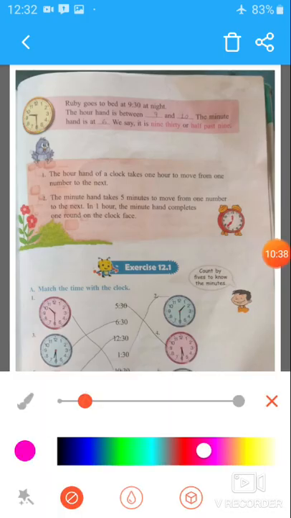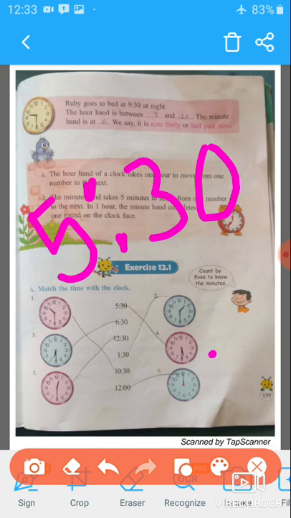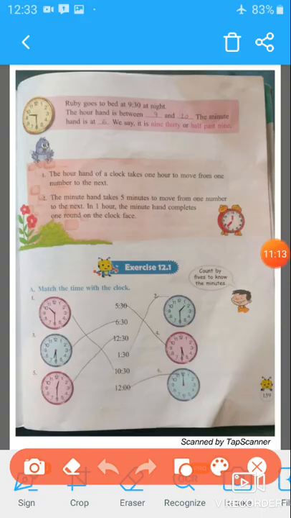In the next, look at the fourth clock. It shows the time 5:30 or half past 5, because here the hour hand is between 5 and 6 and the minute hand is at 6. It means the time will be 5 colon 30. You will match like this.